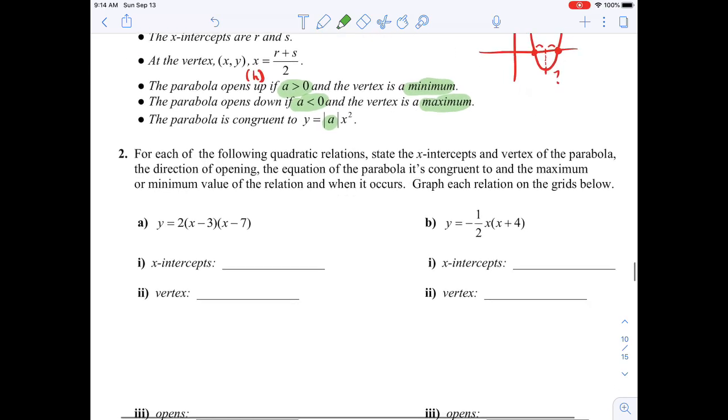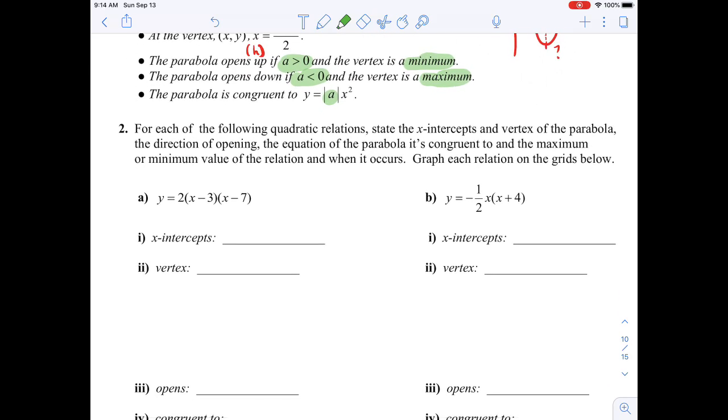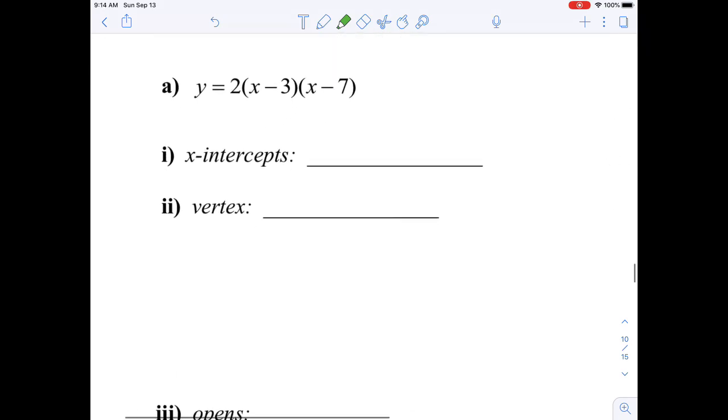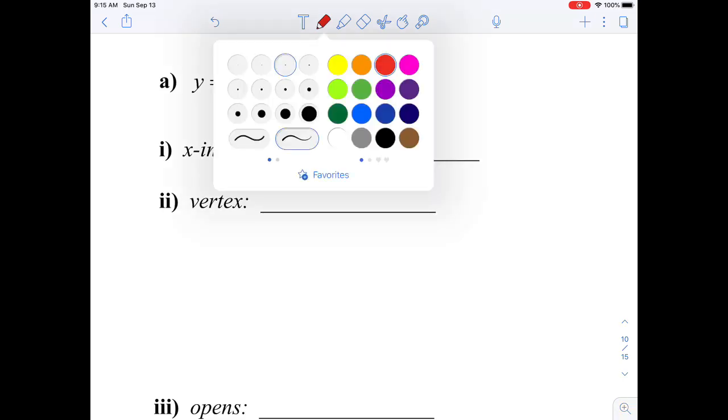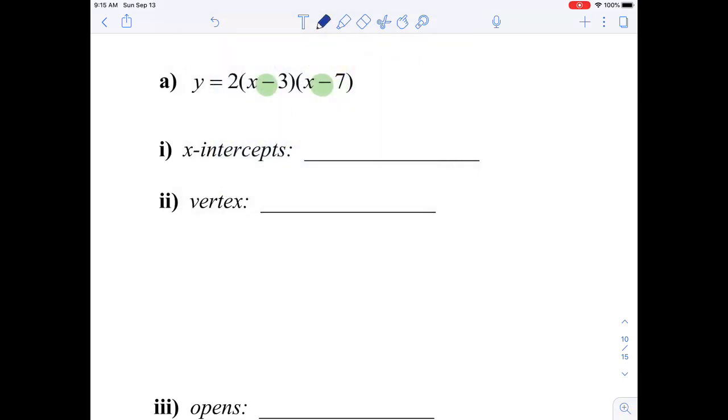So we'll have to do a little bit of extra work on these, but let's take a look at what we're going to do. We're going to try and list off a lot of the same important information and then do some graphing. So here we can right away just state its x-intercepts, and notice that both of the brackets already have a subtraction happening inside of them. So that means the numbers that we see directly being subtracted would be our x-intercepts. In this case, that would be 3 and 7.